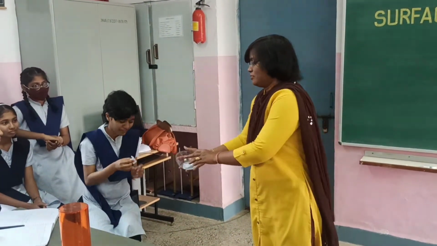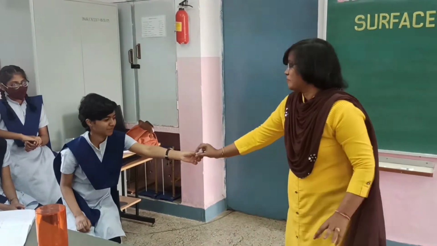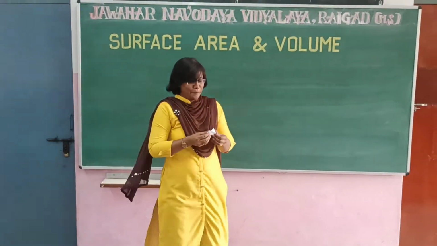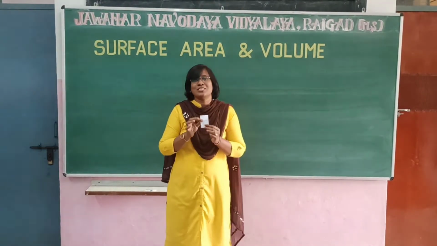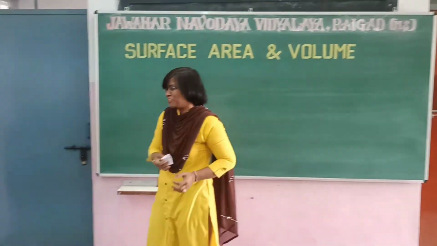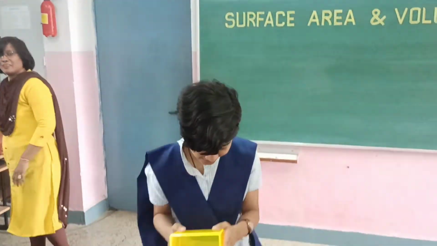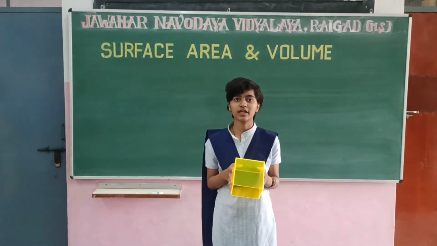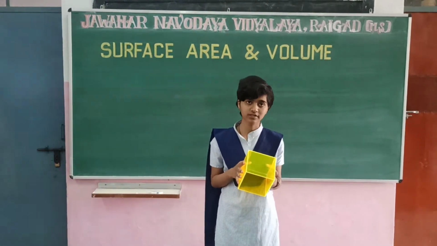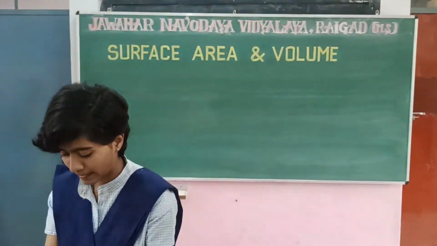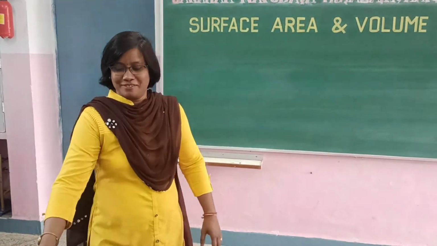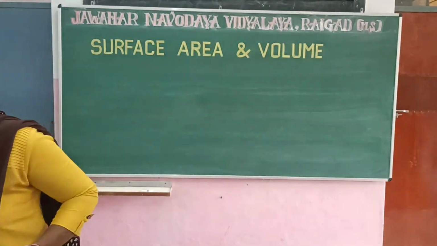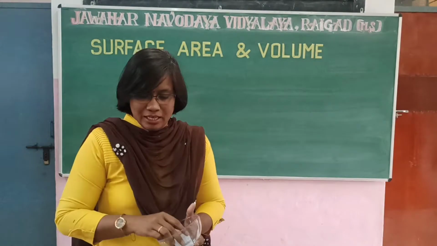Vanshika, pick up one chit. It's Vanshika Rathod. Come, Vanshika. So today I am taking a cube with side a, whose lateral surface area is 4a square and total surface area is 6a square. Thank you. Good. Now we have completed 3 shapes here. Some more figures are left here. Let us see.